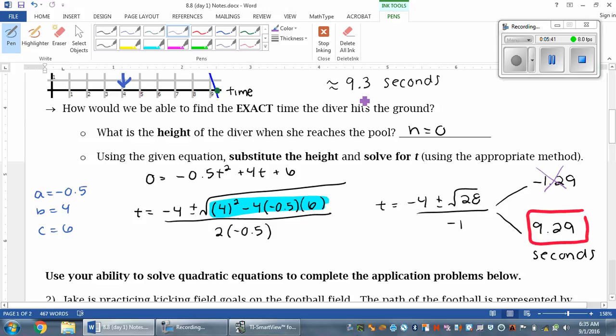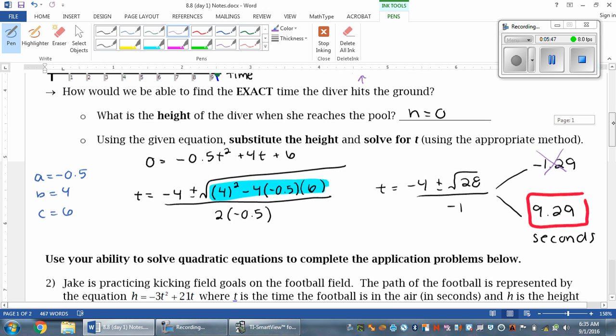So we are pretty close. We said it was probably about 9.3. Exactly, it was 9.29. All right, let's continue.